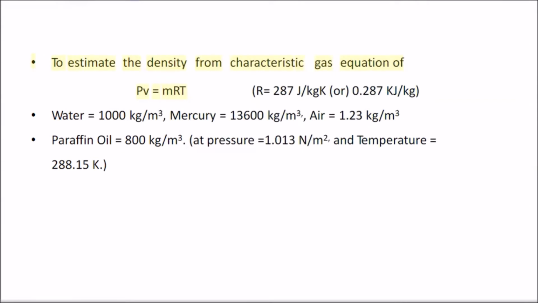To estimate the density, use the characteristic gas equation PV = mRT, where R equals 287 J/kg/K, or 0.287 kJ/kg/K. Water equals 1000 kg/m3, mercury equals 13600 kg/m3, air equals 1.23 kg/m3, paraffin oil equals 800 kg/m3, at pressure equal to 1.013 × 10^5 N/m2 and temperature equal to 288.15 K.